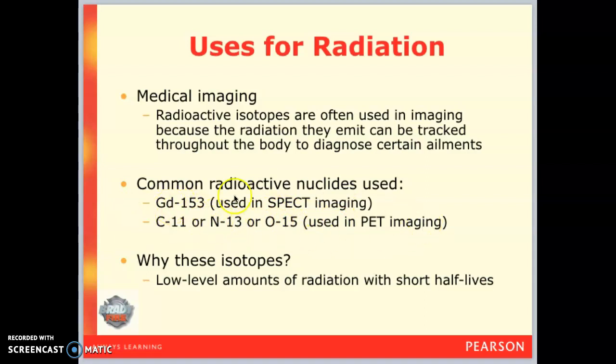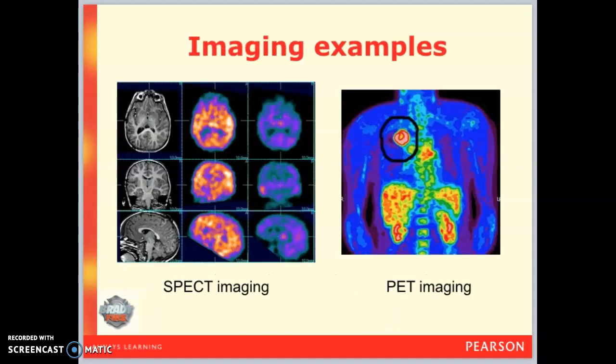Now, why these ones in particular? Well, it's because of this. They are low-level radiation releasers. You don't need to give a patient very many of these, and it'll give pretty consistent results, and it has a short half-life. So it's not going to be in your body for very long. But the results that they give are pretty spectacular. SPECT imaging is often used in brain imaging. PET imaging is often used in other types of imaging.